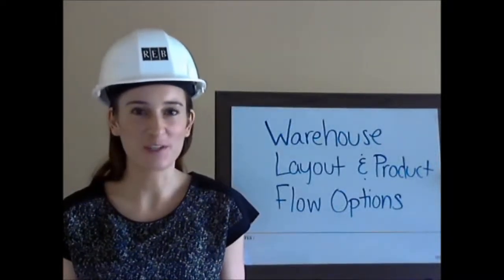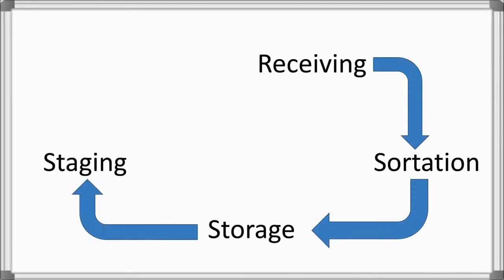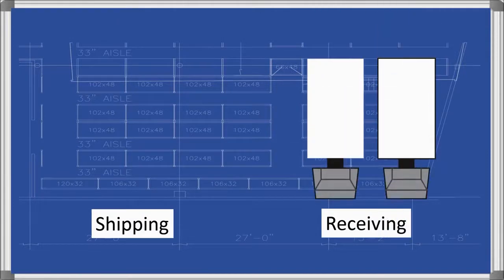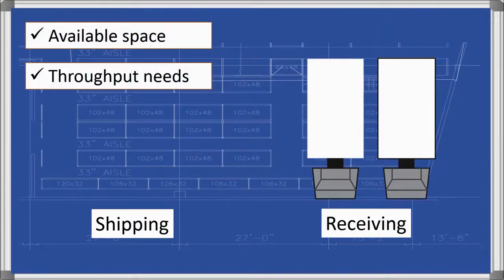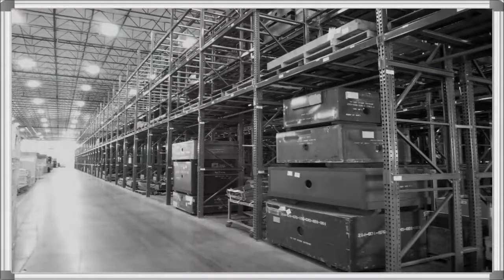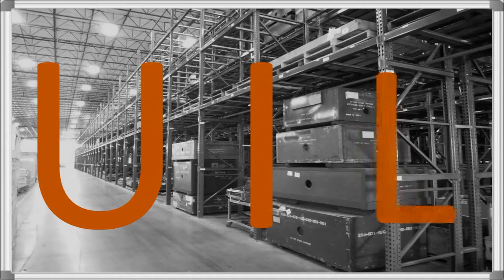In this video, we will discuss various warehouse layout and product flow options. Your warehouse product flow determines your overall productivity and efficiency. When designing the overall layout of your warehouse, the shipping and receiving placement should be evaluated and chosen based on your available space, product throughput needs, and available resources. Warehouse layout options to consider include U-shaped, I-shaped, and L-shaped patterns.